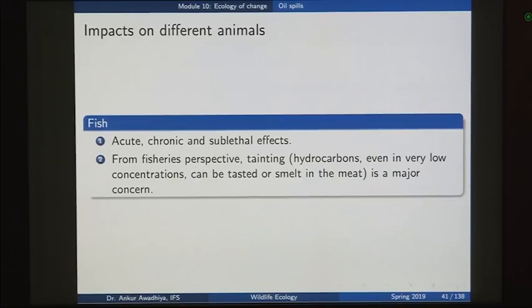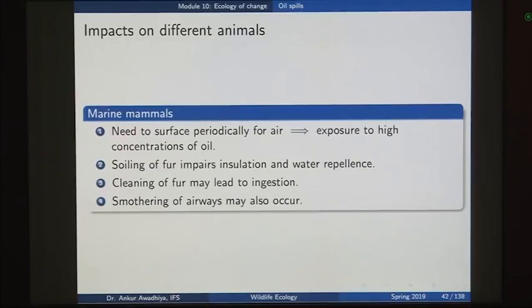In the case of fishes, there is an acute, chronic and sublethal effect. So, the fishes do not die out because they do not have to come to the surface often, but there is a sublethal effect. And in the case of the fishery industry, it causes a huge impact because of the process of tainting. Because you have a very low amount of hydrocarbons in the system, people are able to smell it in the meat of the fish. So, they do not like that particular fish.